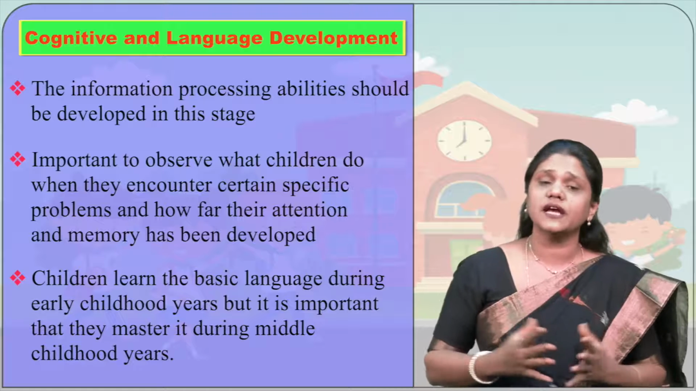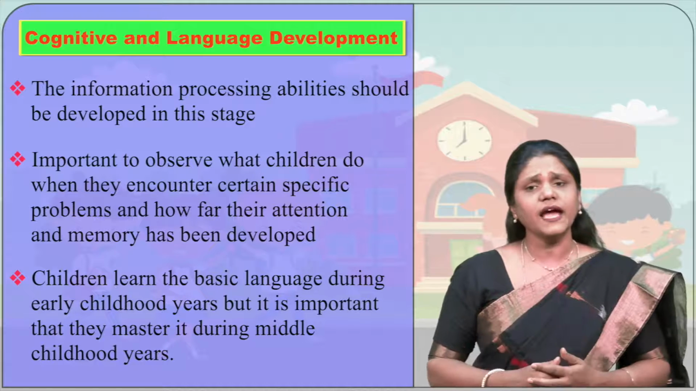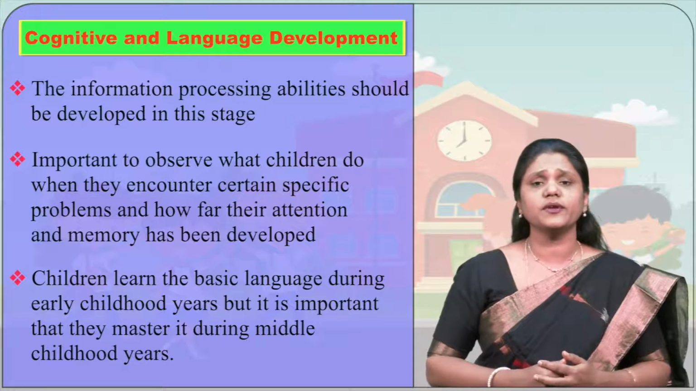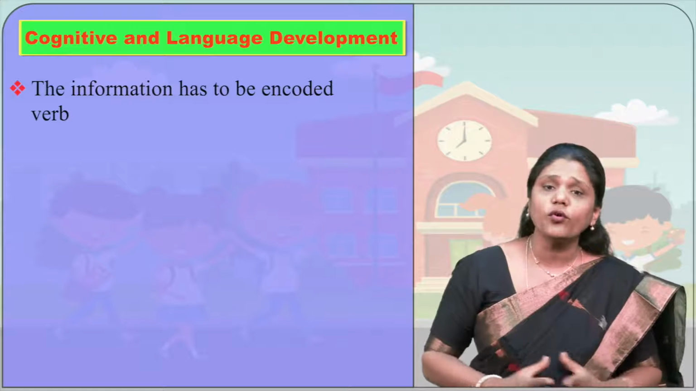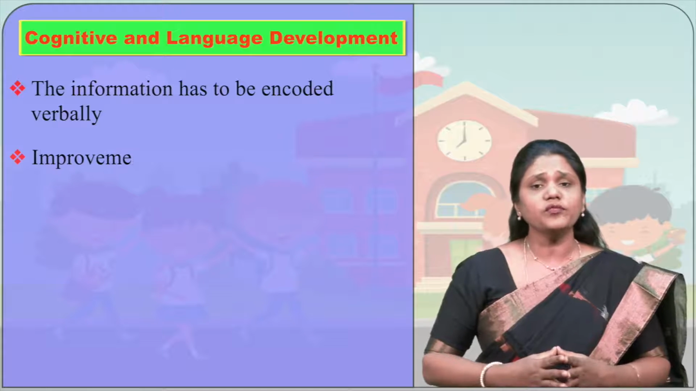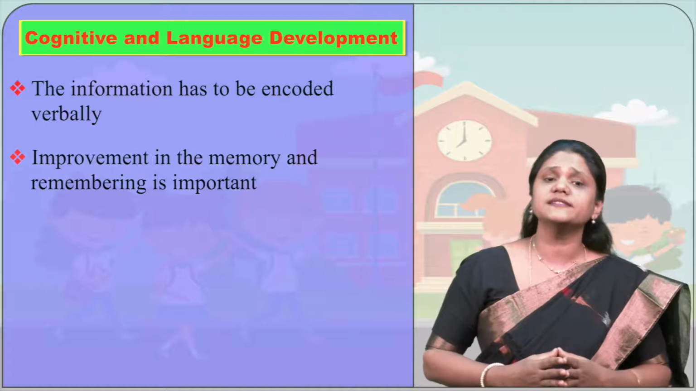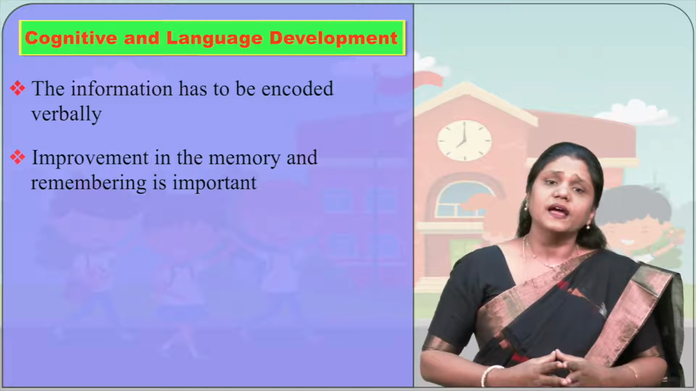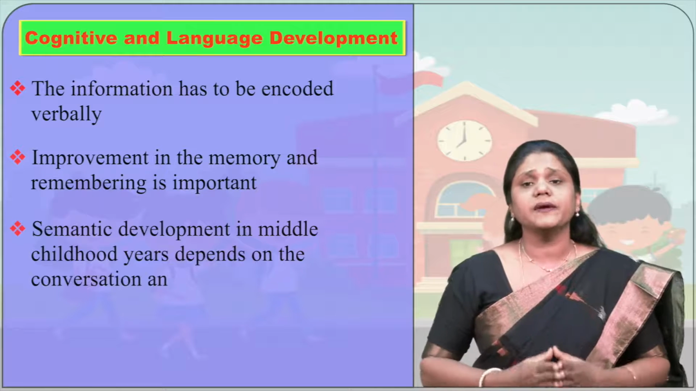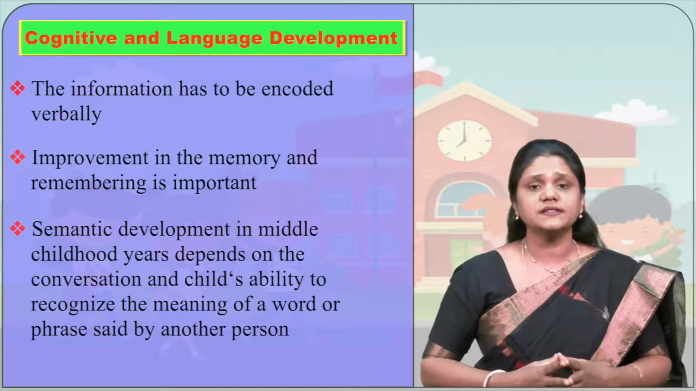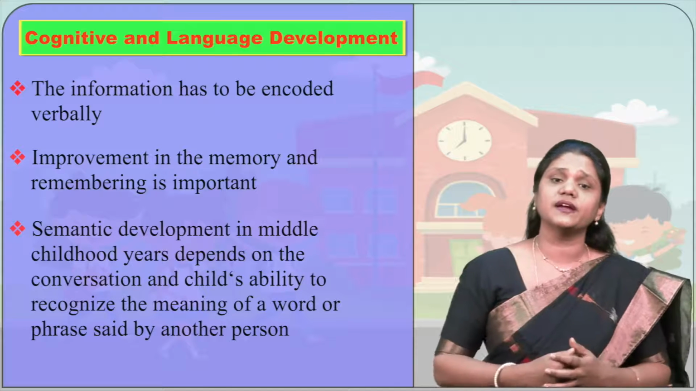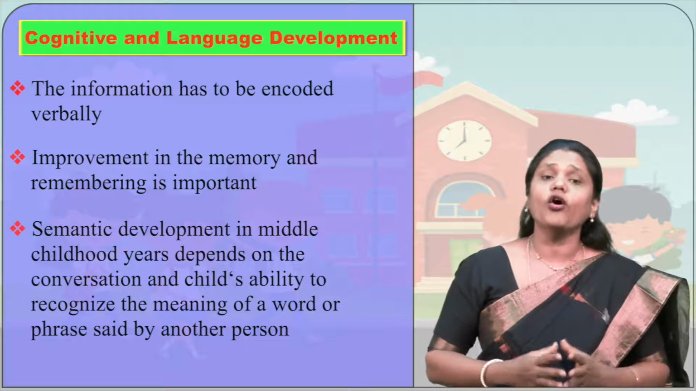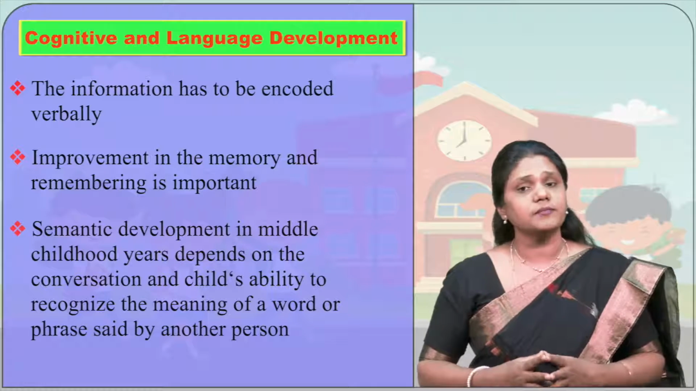it during middle childhood years. Language plays a very important role in middle childhood years because the information has to be encoded verbally. Improvement in the memory and remembering is important as well. Semantic development in middle childhood years depends on the conversation and the child's ability to recognize the meaning of a word or a phrase said by another person.